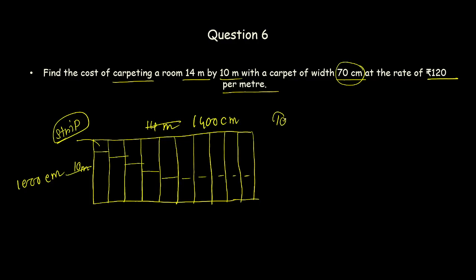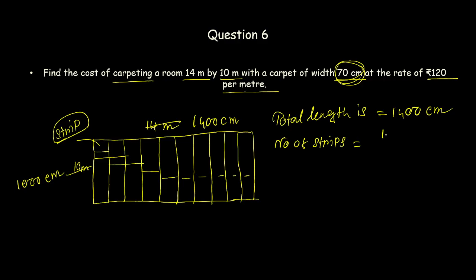Now the total length of that room is how much? The total length is 1400 centimeter, right? And for each strip it is covering how much? It is covering 70 centimeter only, because the width of the carpet is 70 centimeter. So from here to here 70, again here to here 70. So the number of strips is 1400 divided by 70, that is 20.